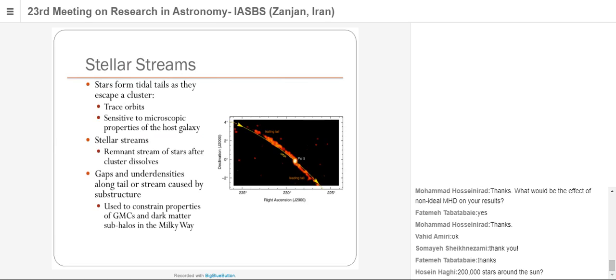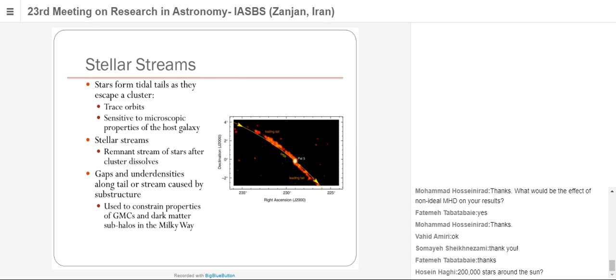Like I said, when stars escape a star cluster, they initially populate tidal tails, like you see the famous Pal 5 tidal tails here. And then once the progenitor, the cluster itself, dissolves, you're just left with a stream. Now these are very useful for tracing orbits of stars and of clusters in general, because they're very sensitive to them, and they're very sensitive to the microscopic properties of a host galaxy.